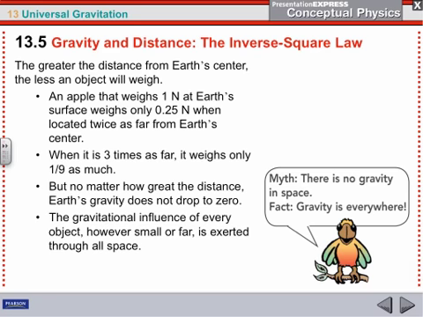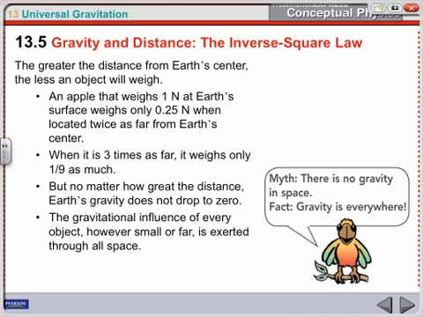So if we're talking about gravity and distance and our inverse square here, the greater the distance from the Earth's center, the less the object is going to weigh. So if we have an apple that weighs 1 Newton and we're at the Earth's surface, if we go twice as far from the Earth's center, which by the way is a long way from the surface, understand that, it is only going to weigh 0.25 newtons. If we went 3 times as far away, it's only going to be 1/9.